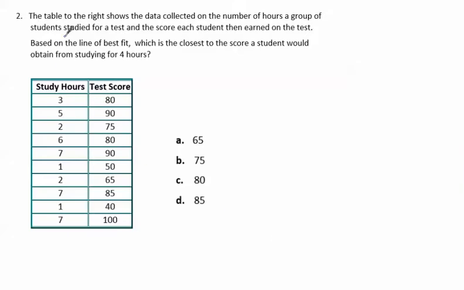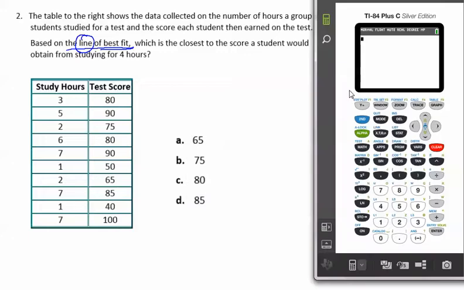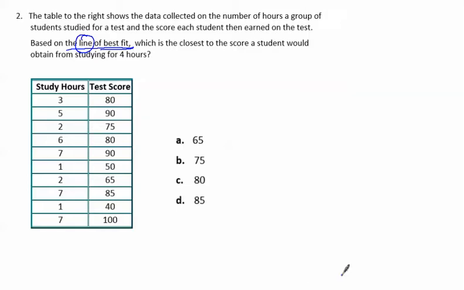In this problem, they say the table shows the data collected on the number of hours a group of students studied for a test and the score each student then earned on the test. It says based on the line of best fit. As soon as you see those words, line of best fit, you know that when you go to your calculator, enter your data, and do your calculations, you're going to be selecting the fourth one down, because they already mentioned it's a line.